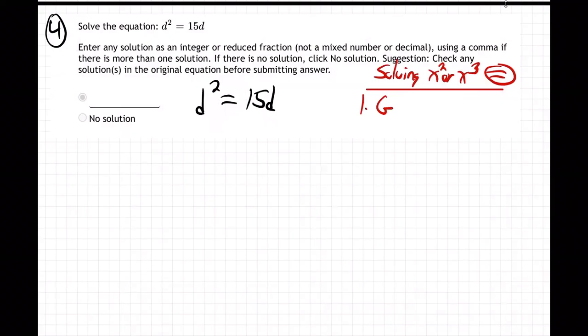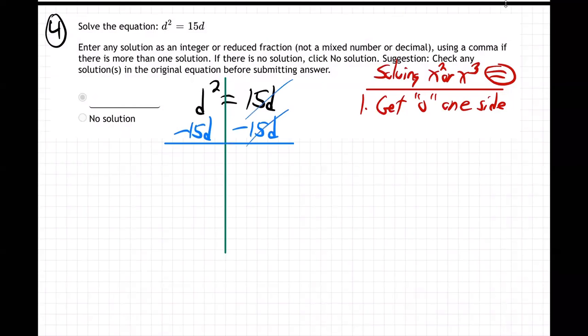What do we do? Step 1, you've got to get a 0 on one side. It's always the first step. We have to get a 0 on one side. So to make that happen, put in a wall of separation here. Oops, missed one. There we go. Okay, so to make that happen, I'm gonna subtract 15d from both sides. Boom, boom, gonzo. What is the other side? D squared minus 15d.